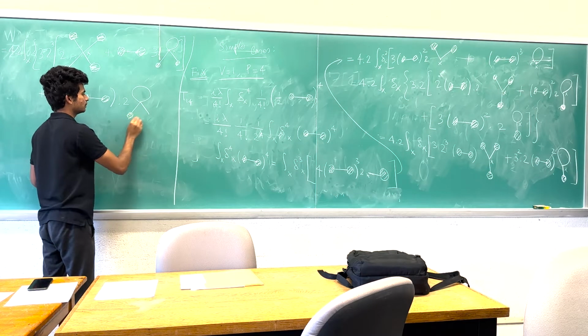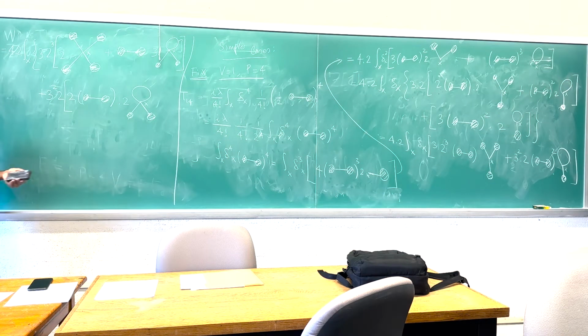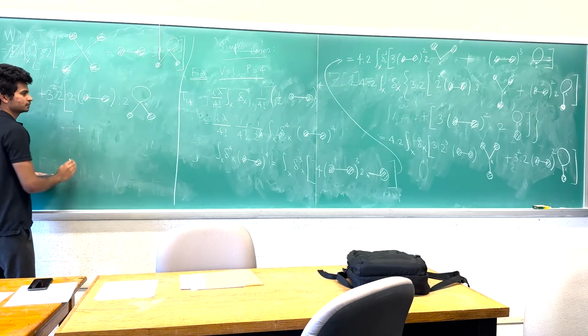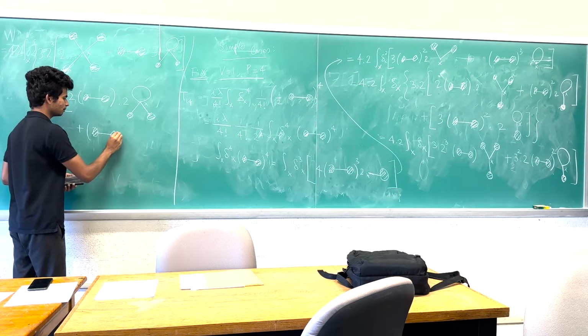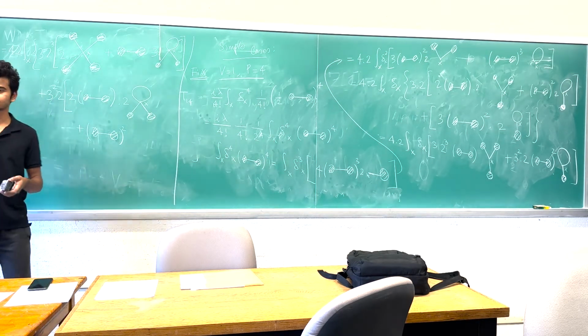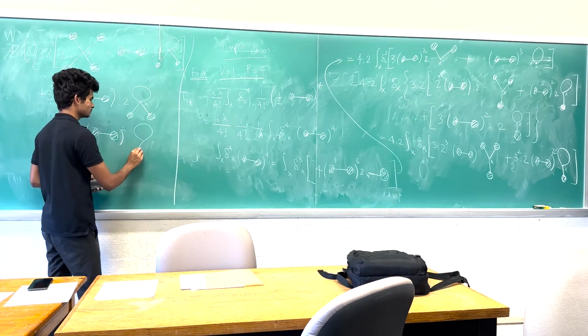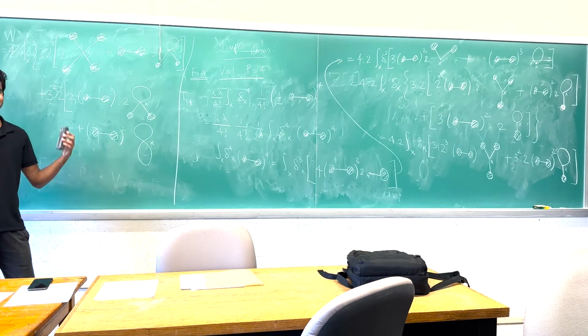Okay, so I forgot the 2. Now what? Blob, blob, blob squared. And then one more, just a figure eight. Is it a loop? One more loop. That is a vacuum bubble. Wait, how did that happen?